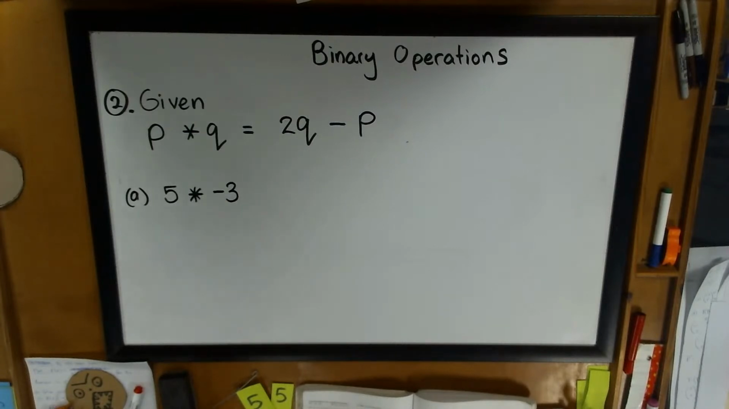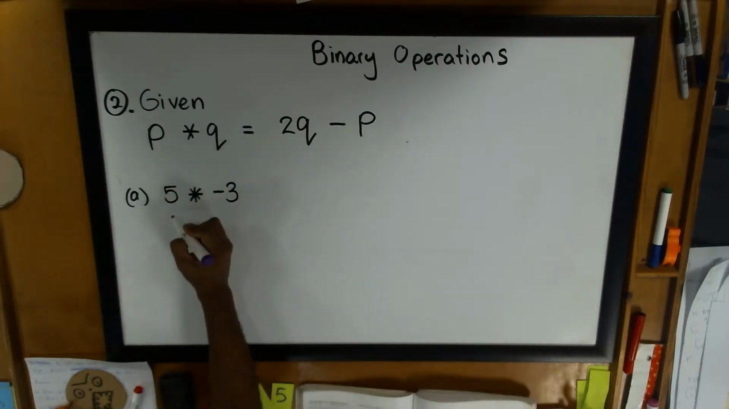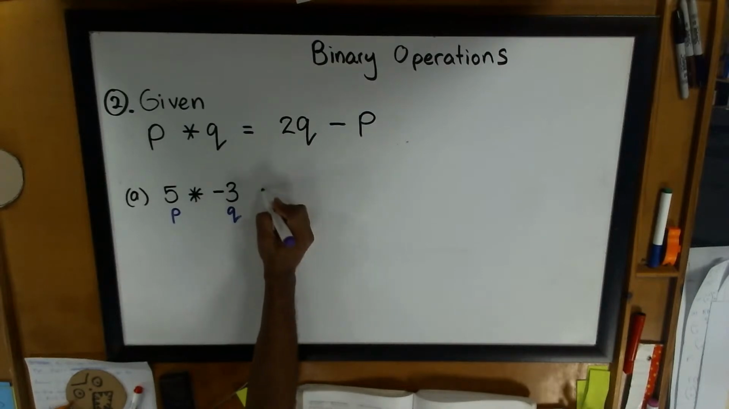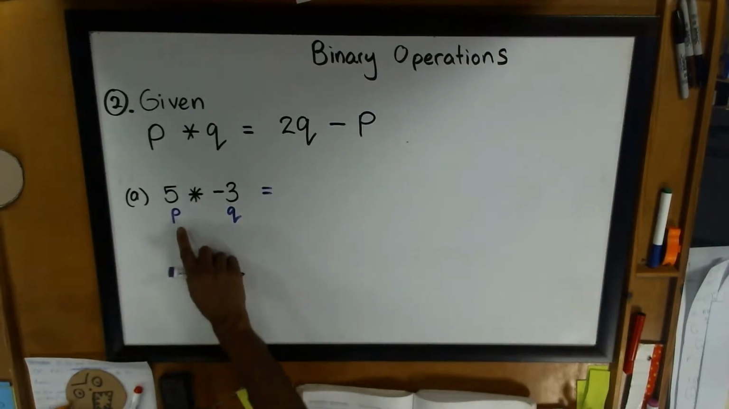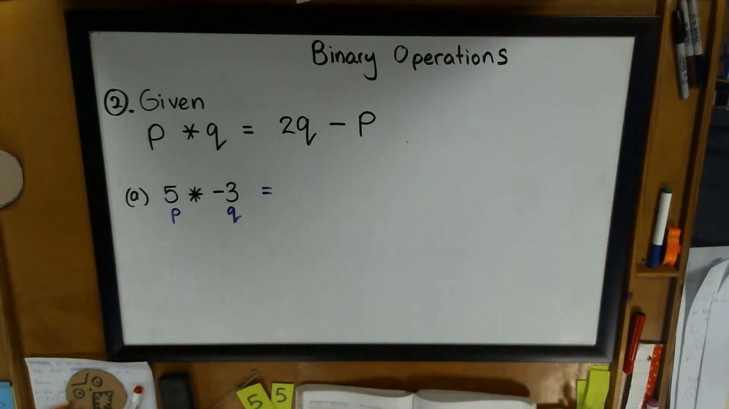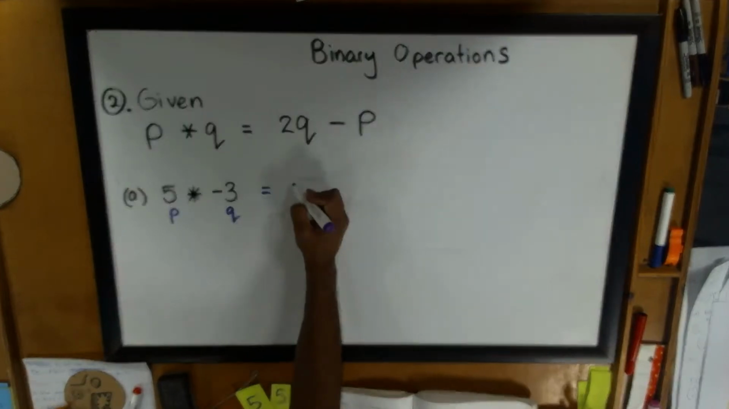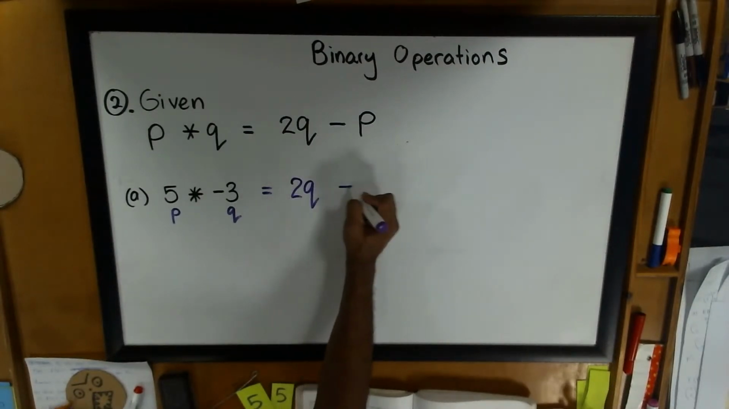Let me show you the trick in this question. Remember, it's P and Q. So the first number is really P, and the second number is really Q. That means anywhere you see a P, you're welcome to replace it with a 5, and anywhere you see a Q, you can replace it with minus 3.